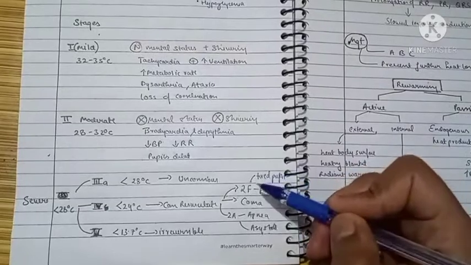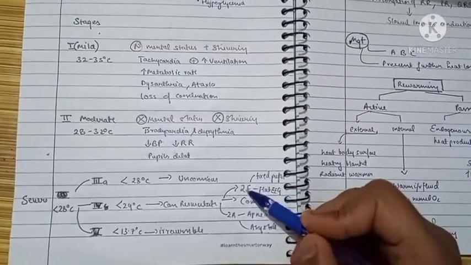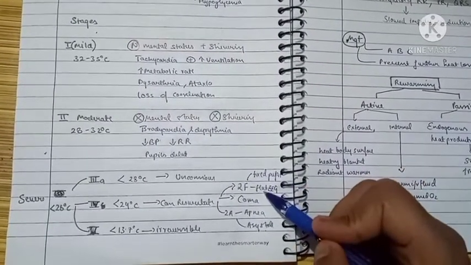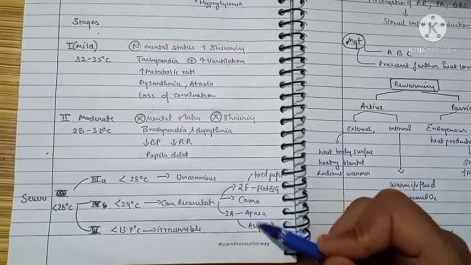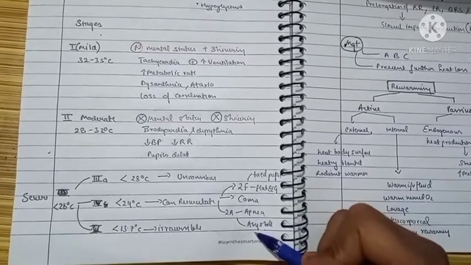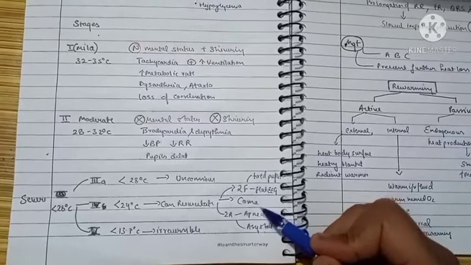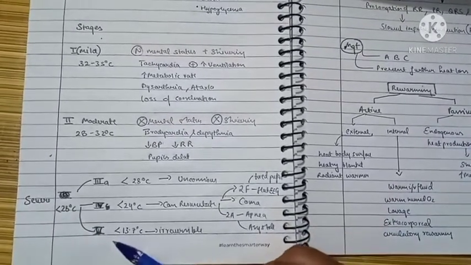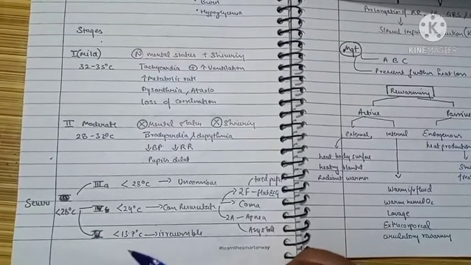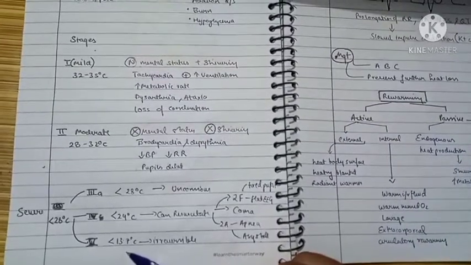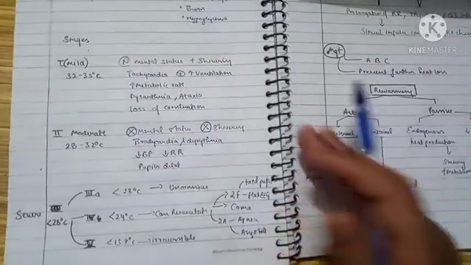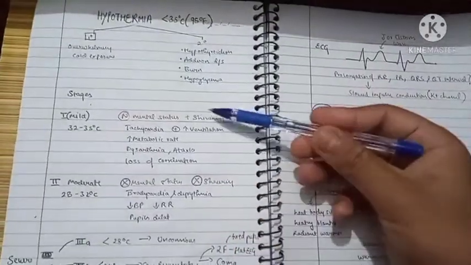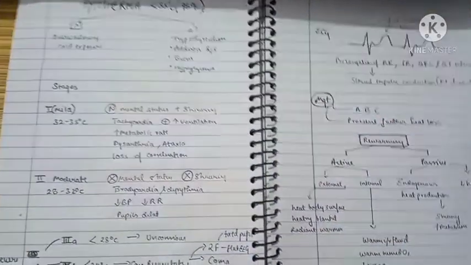We need to remember here the 2F and 2A. F for fixed pupil, flat EEG, and A for apnea and asystole. These are the symptoms which are seen in the coma patient in hypothermia. The final or the fifth stage is the irreversible stage, when the temperature goes below 37.5 degrees Celsius. Okay, so these were the stages of hypothermia and types of hypothermia.